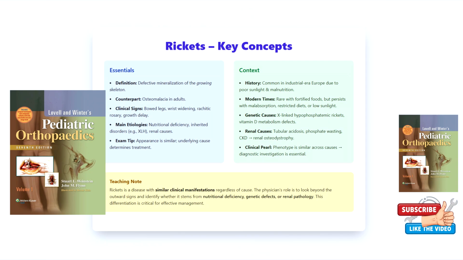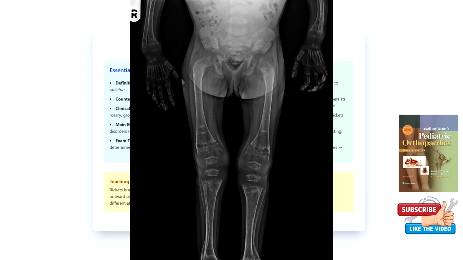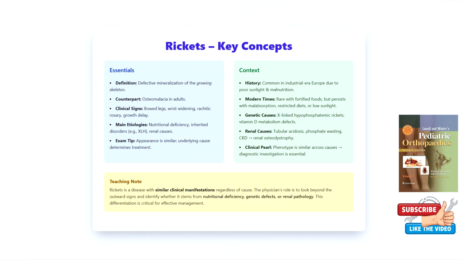Now, students, let us turn our attention to an important condition in the spectrum of metabolic bone diseases, rickets. As you can see in the text before us, rickets refers specifically to the failure of proper mineralization in the growing skeleton. That phrase, growing skeleton, is crucial. Rickets occurs in children, while in adults the counterpart is osteomalacia.